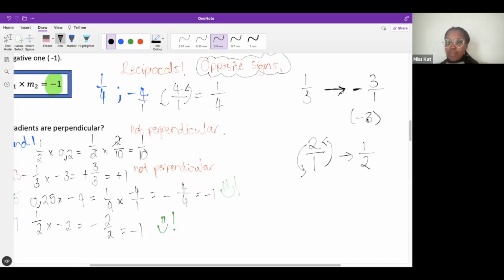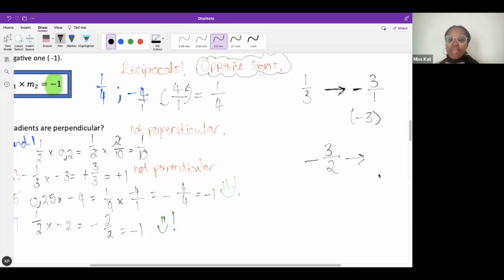So you swap them and then you change the sign. That is what a reciprocal is. I want to check if we still understand. So if I have a gradient of -3/2, what will the gradient of my perpendicular line be?